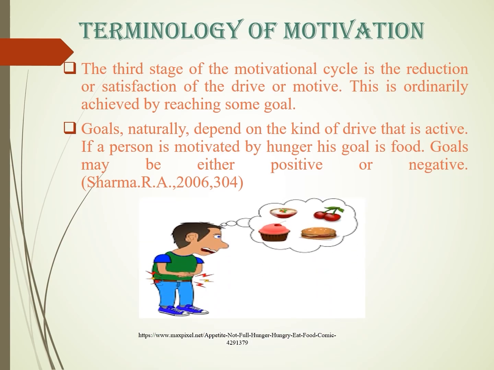The third stage of the motivational cycle is the reduction or satisfaction of the drive or motive. This is ordinarily achieved by reaching some goal. Goals naturally depend on the kind of drive that is active. If a person is motivated by hunger, his goal is food. Goals may be either positive or negative. This image shows the motivational effects with positive or negative efforts. The man searches for his food in a positive way with the help of his hunger, that is thirst.